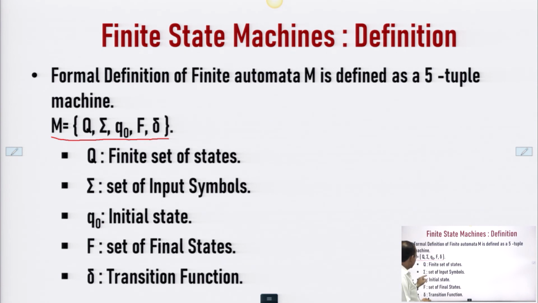Sigma stands for the set of input symbols. Q naught is the initial state. F is the set of final states. Delta is the transition function, right. So, I again repeat here that finite state machine is defined as 5 tuple, and these are the 5 tuples which are used to define the finite state machine.